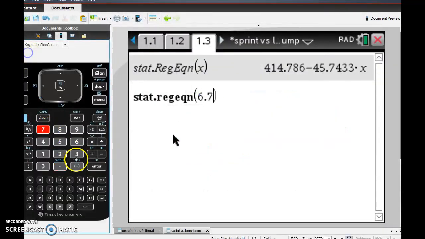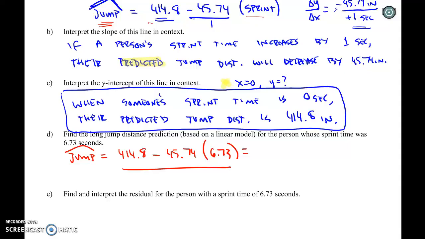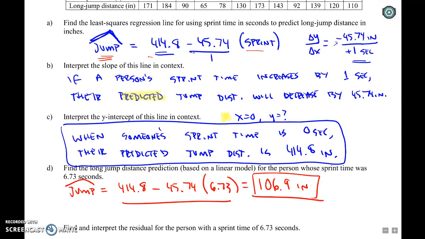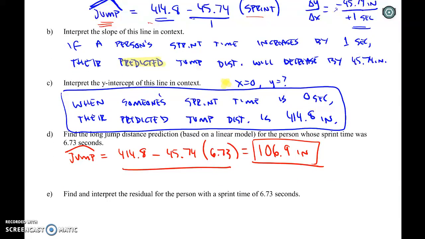6.73, just put it into the function notation, 106.9. Or, you don't need to do that, but if you want to, 106.9 inches. Now, some of you guys love writing these full sentence answers. The predicted jump time for a person whose sprint time is 6.73 seconds is 106.9 inches. But to be honest, this is all you need. I want this, and I want this, and I want units.